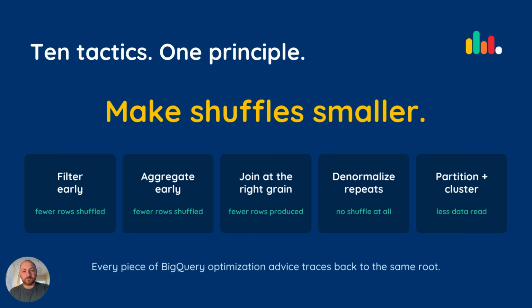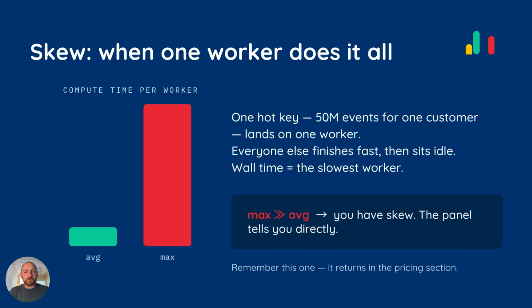Every piece of BigQuery optimization advice you've ever read traces back to the same root: make shuffles smaller. It's one principle applied to different points in the query's lifecycle. Shuffles have a failure mode called skew.